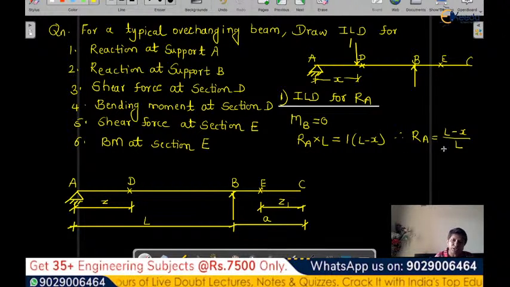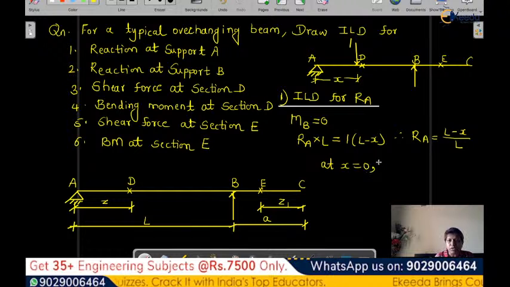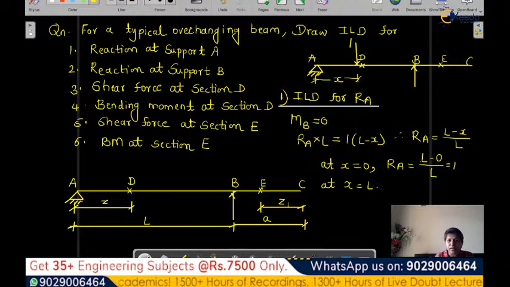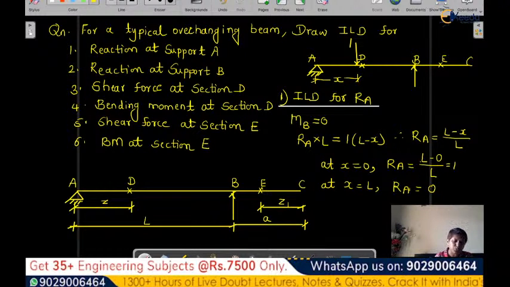So I got the reaction here. Now this X is varying from 0 to L. When X is equal to 0, substitute X equal to 0 here. In that case, we are getting RA is equal to (L minus 0) by L, so we are getting the answer as 1. And when X is equal to L, we are getting RA equal to 0.